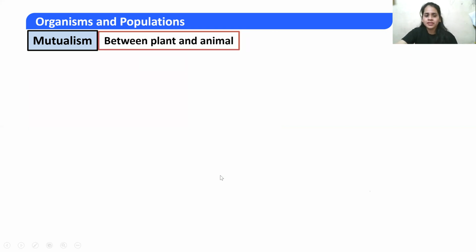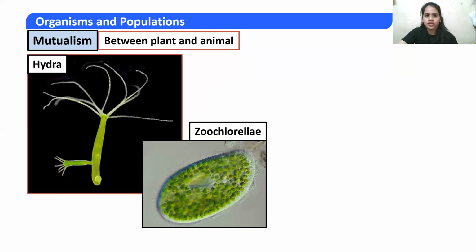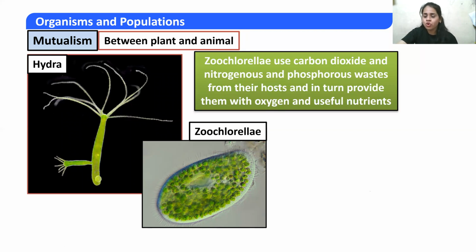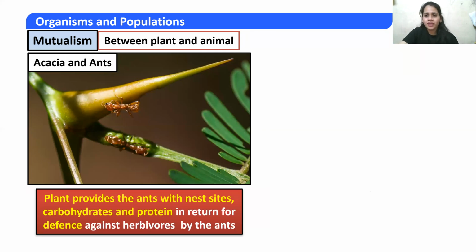So another example is between a plant and an animal. So here the examples are hydra and zoochlorella, which is a kind of algae. So zoochlorella will use carbon dioxide and nitrogenous and phosphorus waste from their host and in turn provides them with oxygen and useful nutrients. So zoochlorella is going to use certain products from the host, like from the hydra, and in response to that it's going to give it oxygen. Okay, and also nutrients.